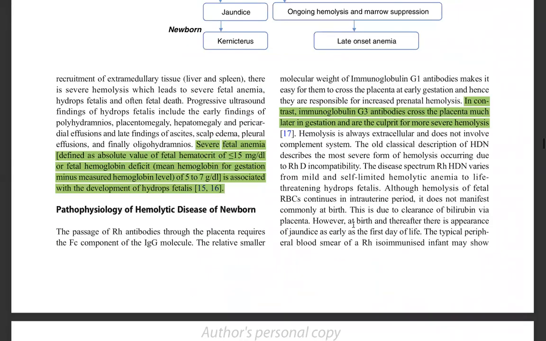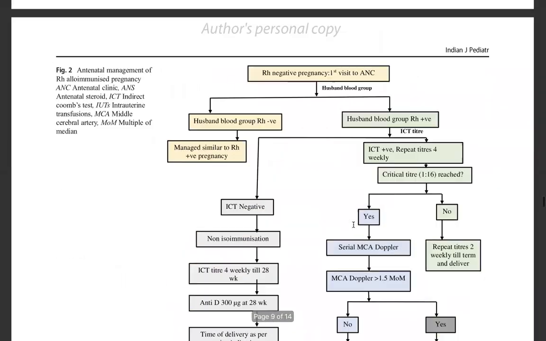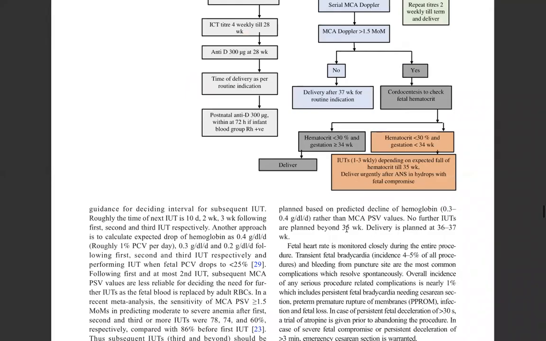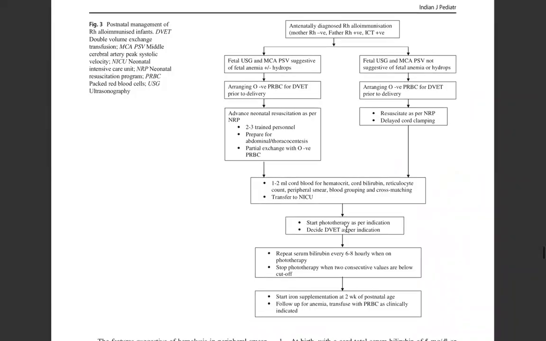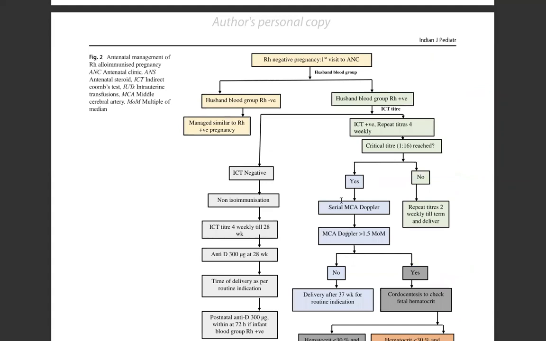I will share this article with you. After this, what you have to write is your antenatal management and postnatal management. These two flow charts you have to write. Only write the flow charts, don't write anything else. This will fill your 2 to 3 pages.